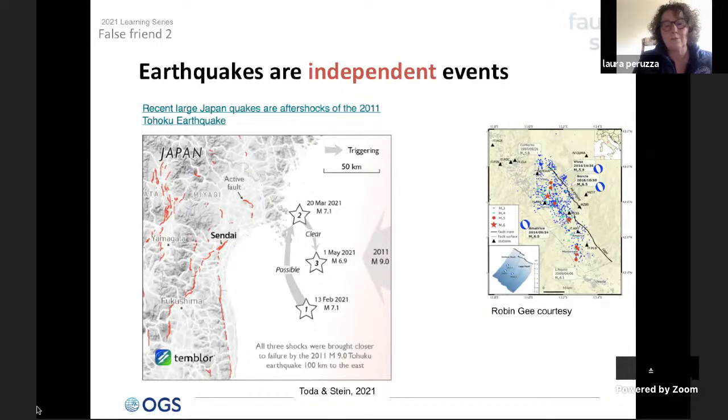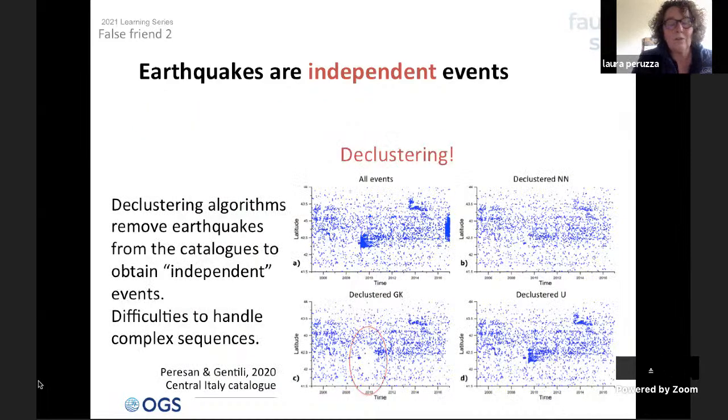Even if we see the stuff at a larger scale, here, for example, is a very recent publication that quotes the recent Japan earthquakes as aftershocks of the great Tohoku earthquake in 2011. And so if they are aftershocks, they are not independent from the main shock. Usually seismic hazard analysts solve the problem with clustering. Clustering algorithms are used to remove earthquakes from the catalog so that we may obtain some independent events. Here you have an example of some different algorithms used on central Italy. The sequence of 2016 is just at the end of the time scale.